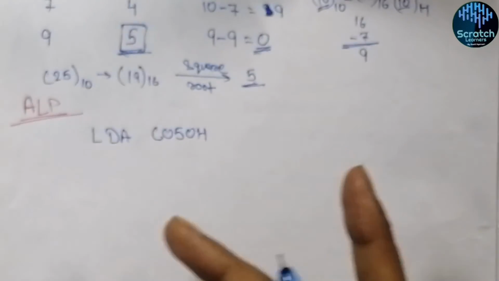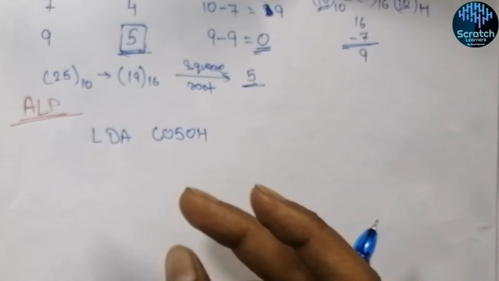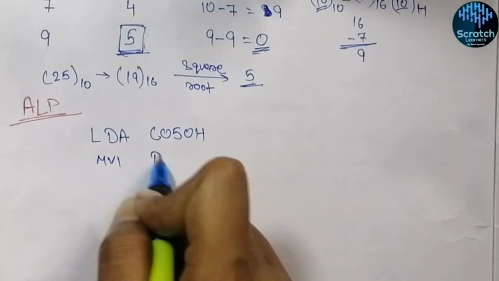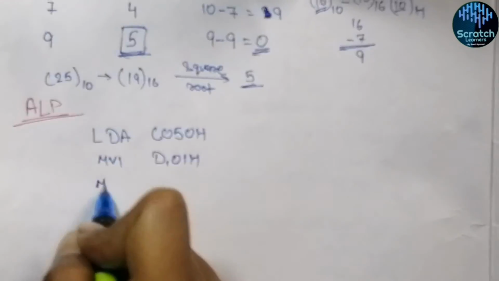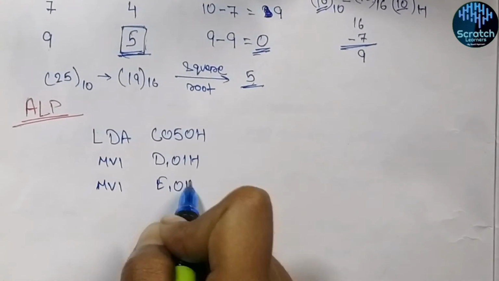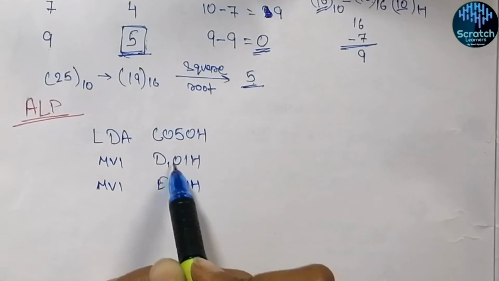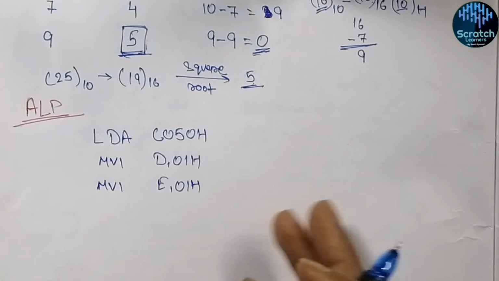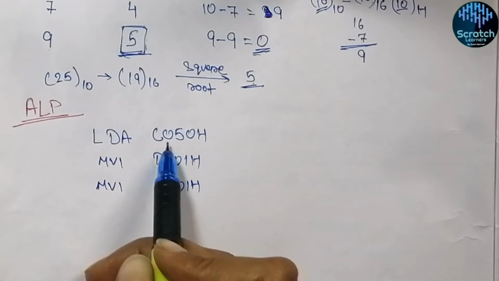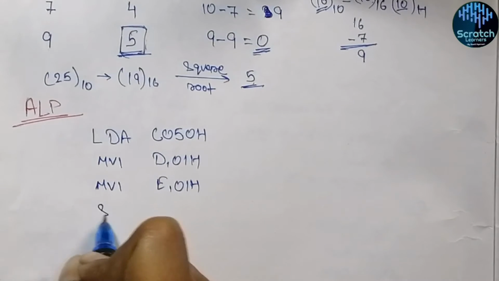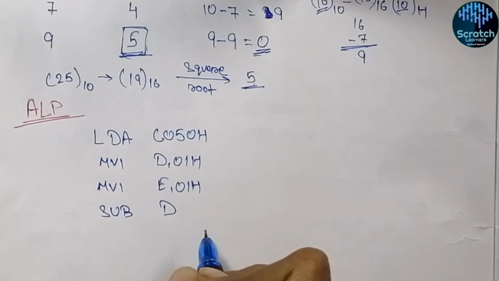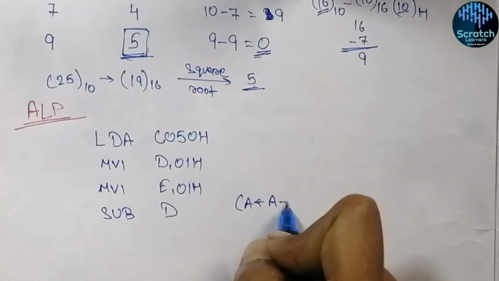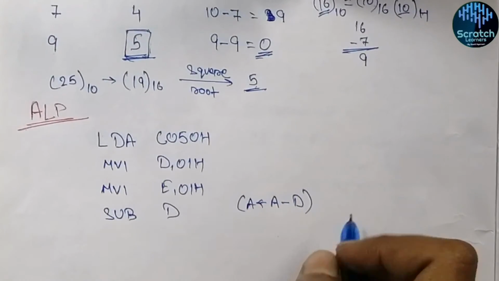Okay, and then we have initialized two registers, the register D and E, with 01 hex, right? So MVI D comma 01 hex and MVI E comma 01 hex. This will simply initialize two registers with 01 hex, right? Now we had started subtracting the content of D from the accumulator. So we'll perform SUB D, right? This will perform what? Accumulator content will be subtracted with the content of D.